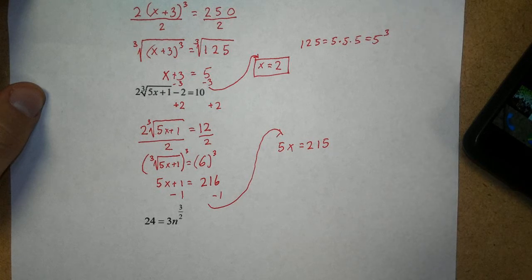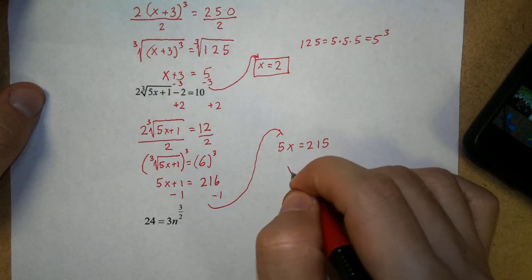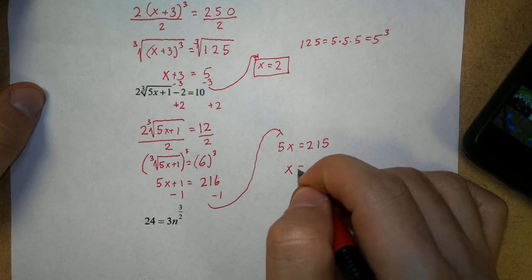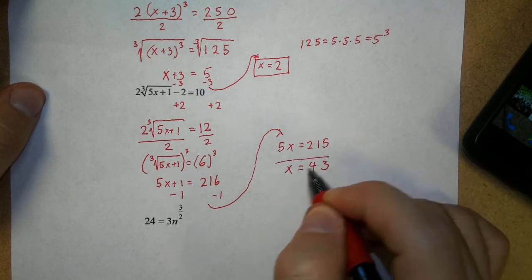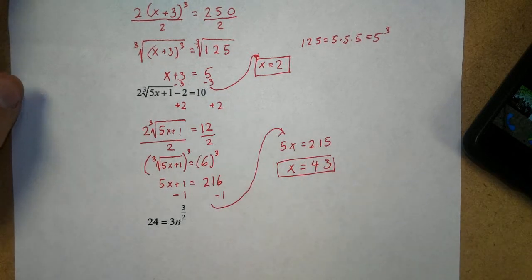And then 215 divided by 5, I believe that'll be like 75. Using my calculator again, 215 divided by 5. Oh, no, that's equal to 43. So x is equal to 43. Okay? Alright.